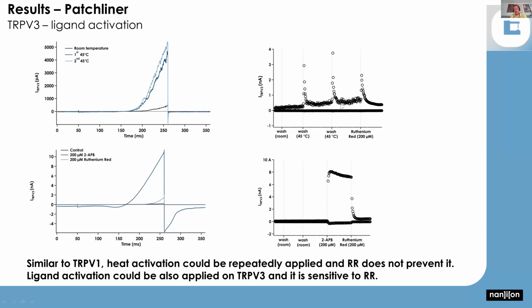However, as we saw also in the literature, the basal current during the experiment was increasing, and interestingly, the ruthenium red seems to have an effect on it. Also, in case of pharmacological activation, the 2-APB activated a large outward current, which was sensitive to 200 micromolar ruthenium red.